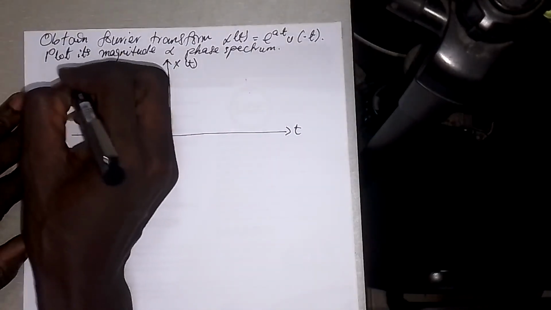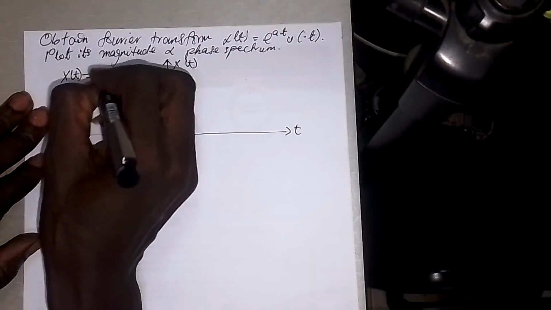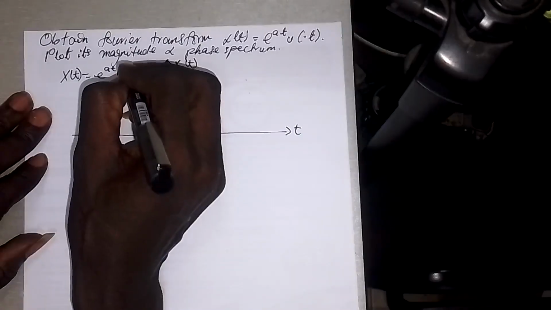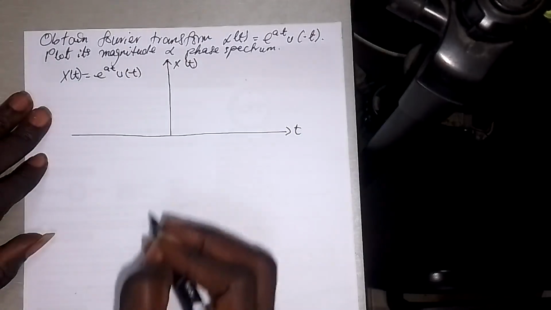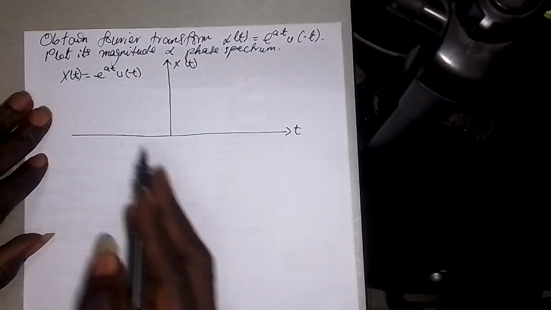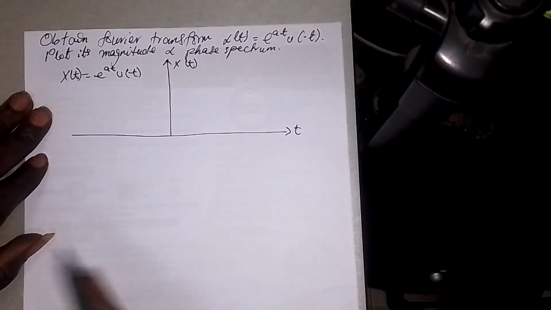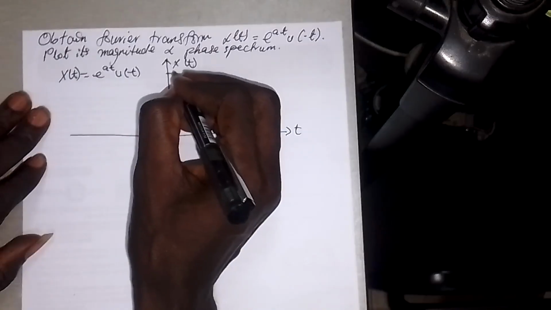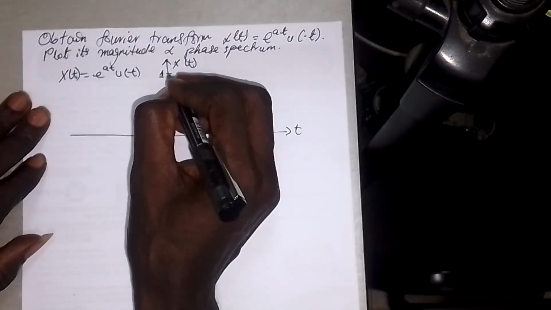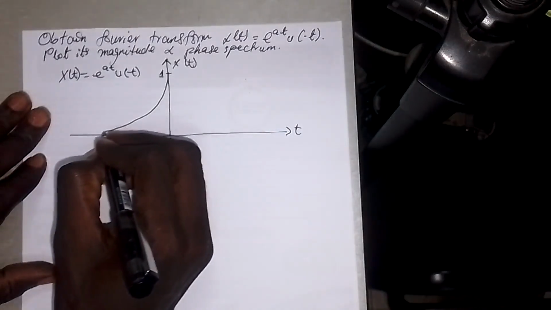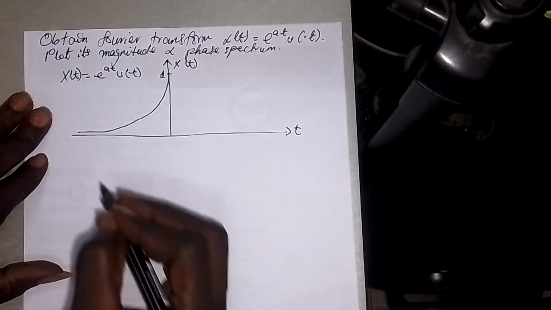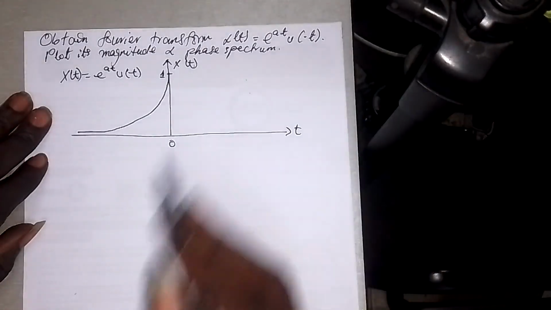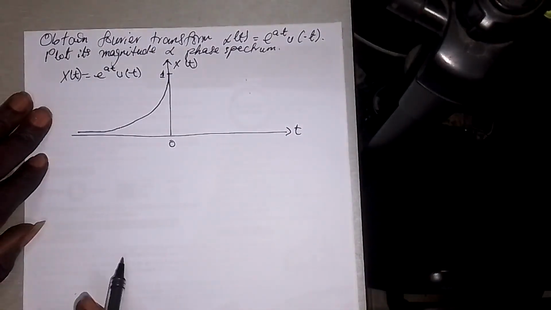We are given that x of t is equal to e exponent at times u of minus t. Whenever you see minus t, that is time reversal. So this signal will always be 1. It will not touch it, it will be very close to it. Here is 0. So this is how you plot the signal.